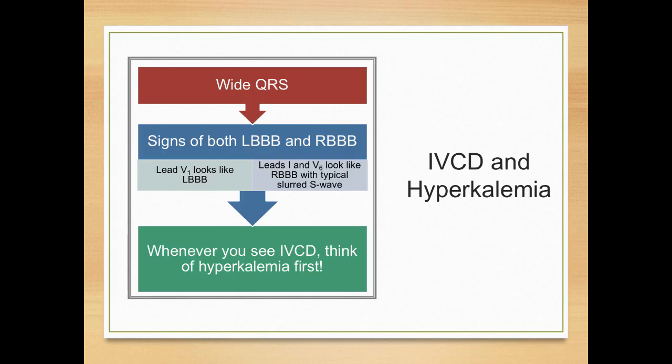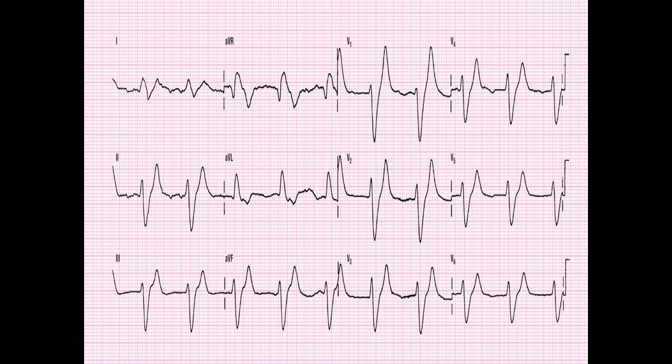When we go to confirm that in lead 1 and V6, we see slurred S waves, which leads us to believe it might be a right bundle branch block. So we're seeing signs of both, and that's our intraventricular conduction delay. And as we discussed earlier in the semester, whenever we see that, we're thinking hyperkalemia until proven otherwise, hyperkalemia first and foremost.